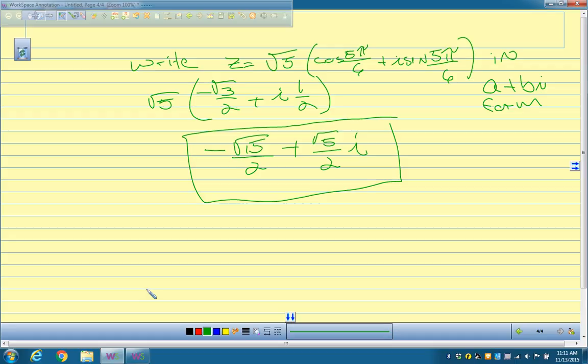You understand what I just did? Yes, ma'am. Wait, can you say one more time how you got from the second step to the last one? From here to here, I just distributed through the root of 5. Root of 5 times negative root of 3 is negative root of 15. And root of 5 times 1 is root of 5. And there's a 2 down there, and it just stays. Okay?